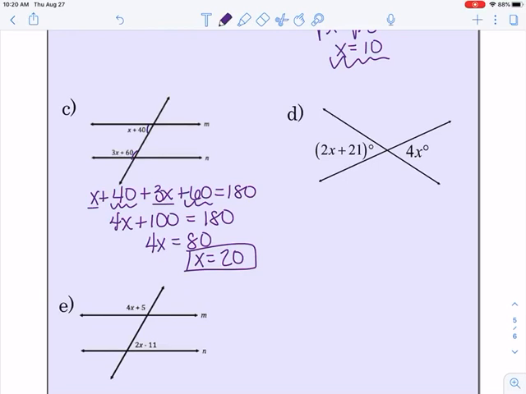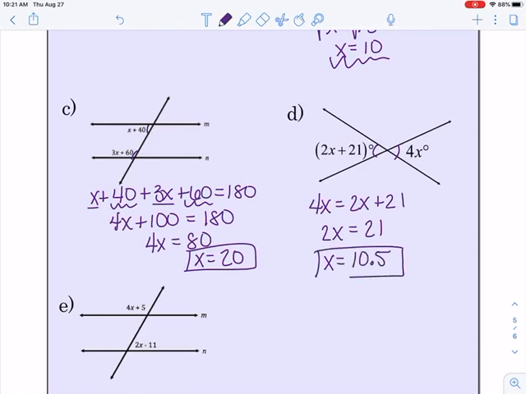D, I don't have parallel lines here, but I do have a pair of vertical angles. So these two angles are vertical to each other, and vertical angles are congruent. So I'm going to set 4x equal to 2x plus 21. Okay, I'll subtract 2x from both sides. So 4x minus 2x will leave me with 2x. And I'll be left with 21 on the right. The opposite of multiplying by 2 is to divide by 2. And 21 divided by 2 is 10.5. So x is going to be 10.5.